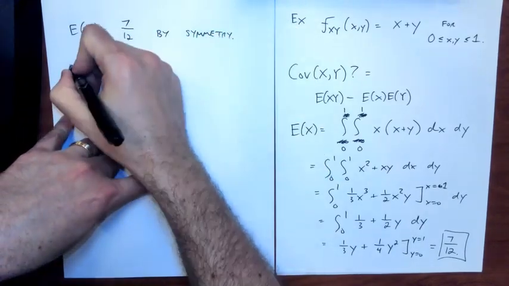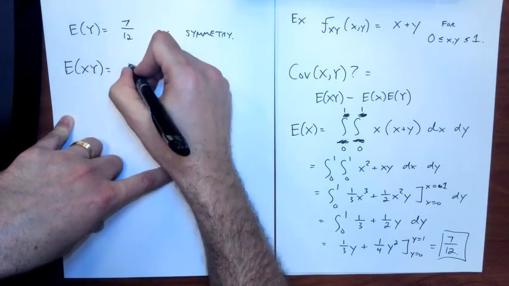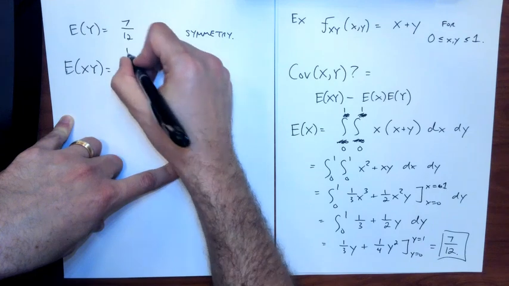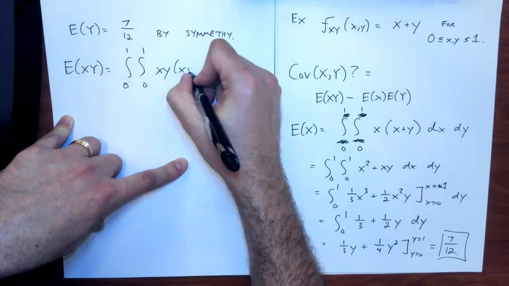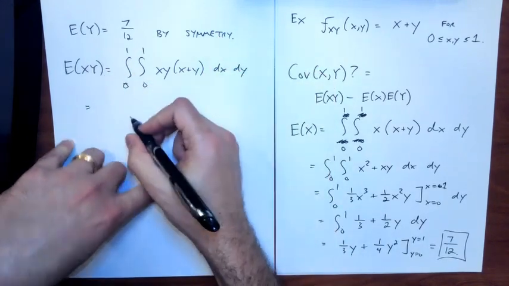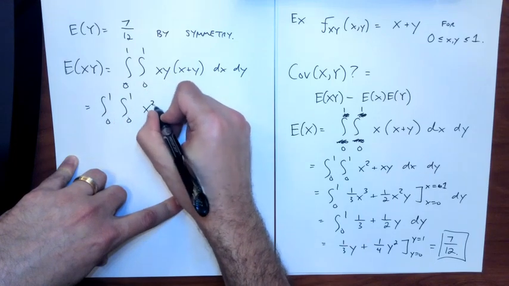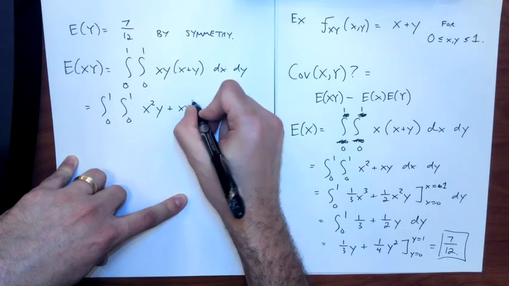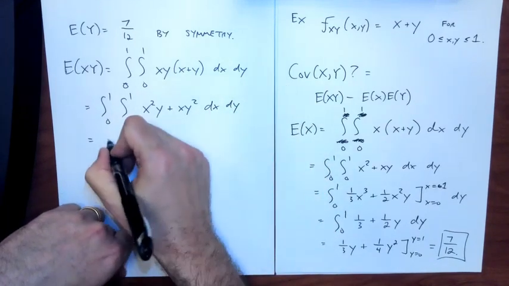So all that's left for me to do is to compute the expected value of xy, which is going to be from 0 to 1, 0 to 1, xy times the joint, which is equal to just some integration on a rainy day, soothing and mindless. So let's do the x part first.